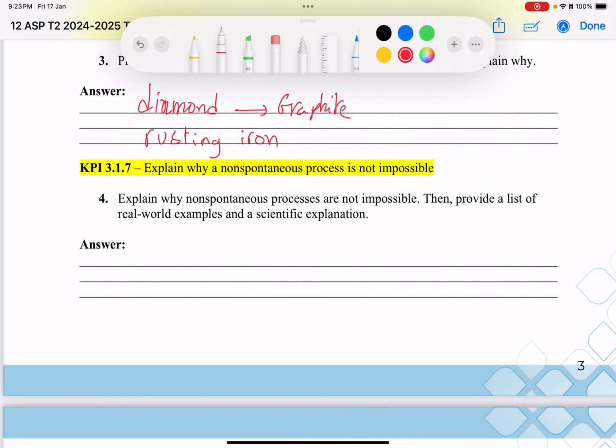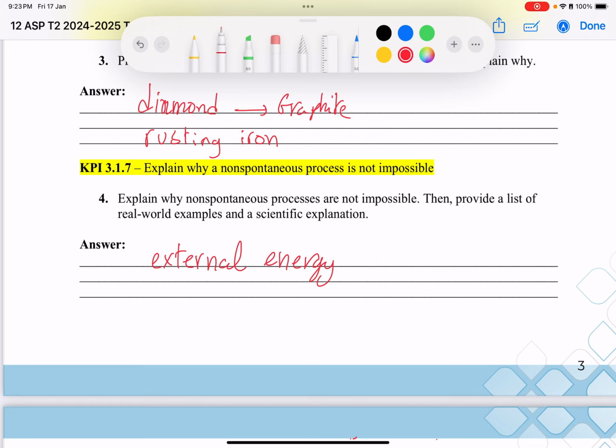Explain why non-spontaneous processes are not impossible. Well, a non-spontaneous process needs intervention. If this intervention is provided, then the reaction can occur. So here we would say a non-spontaneous process can occur if it is driven by external energy input, or if it is coupled with a spontaneous process that will give it the necessary energy.